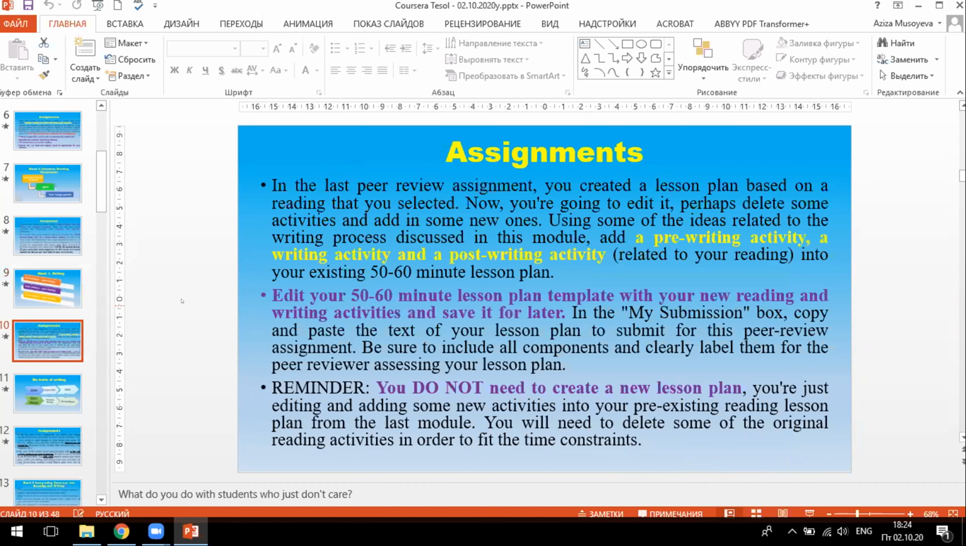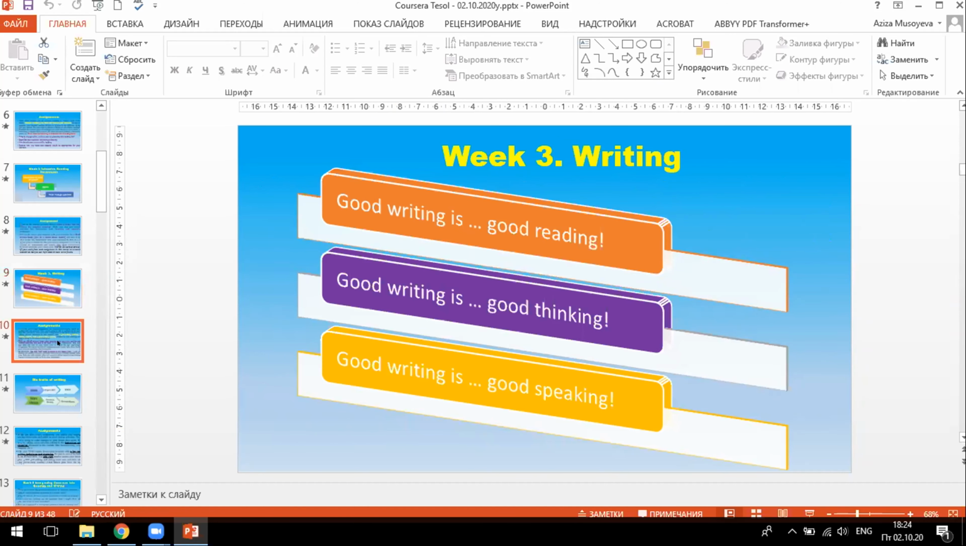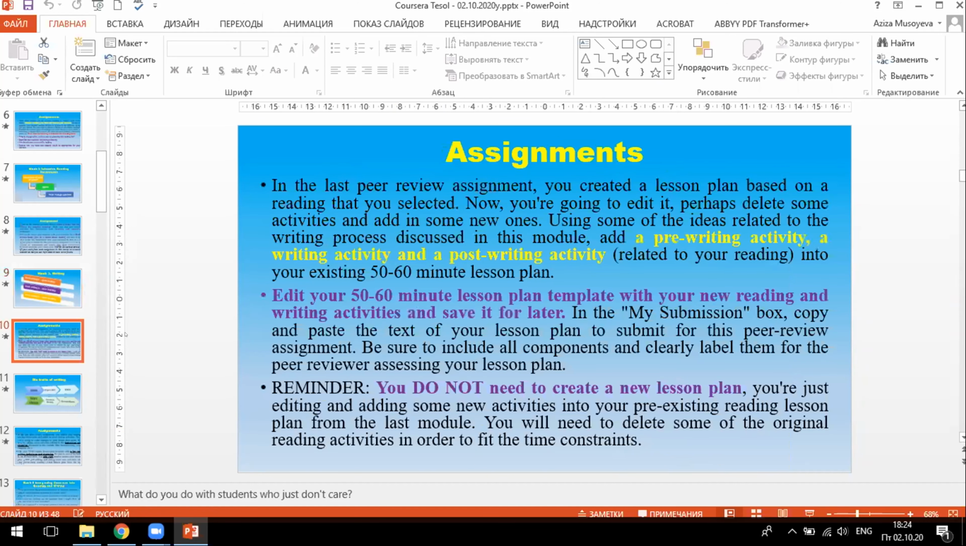Okay, so this week, week 3, I didn't cover everything again, it was just about writing. Here they ask you to add to your lesson plan, so you need to edit it. You already had one lesson plan about reading, yes? You already chose your passage. So you have your lesson plan, and now what you need to do is edit in writing.